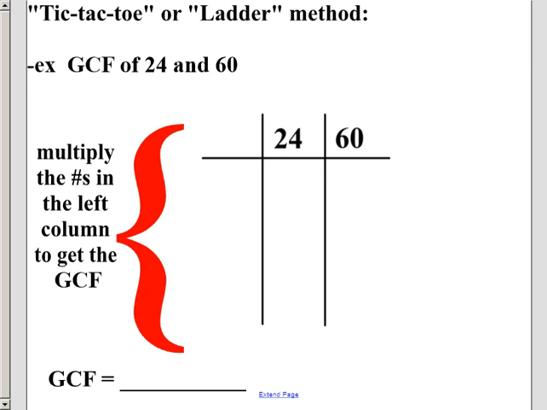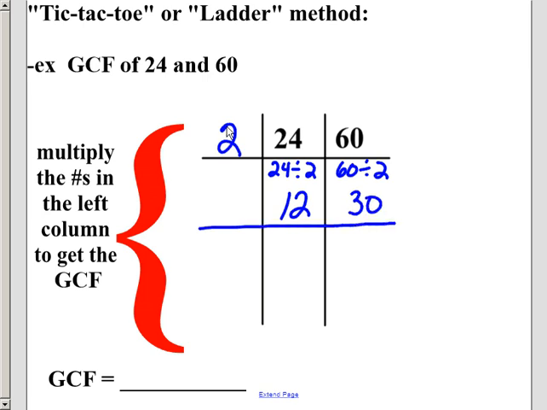You could start, for example, by dividing both 24 and 60 by 2. And then we're going to divide 24 divided by 2. That's what's going to go in this next column underneath the 24. And 60 divided by 2. So 24 divided by 2 is 12. 60 divided by 2 is 30. So now I'm done with that row. Now I want to look at 12 and 30 and find any common factor of 12 and 30. I might again say, well, they can both be divided by 2. So 12 divided by 2 is 6, and 30 divided by 2 is 15.